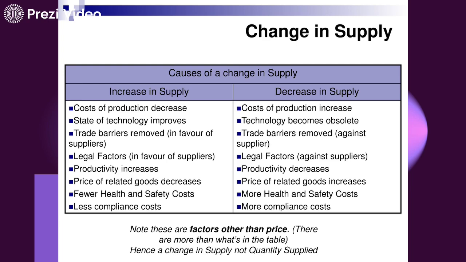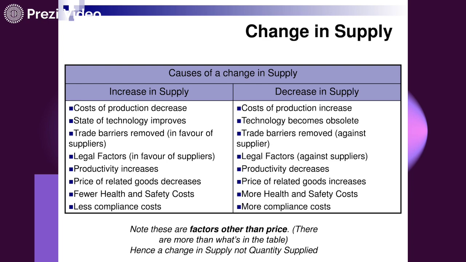Trade barriers removed. So maybe I can't send my berries overseas now. That's going to decrease my supply. Legal factors, again, against supplier. So whatever the scenario is, you need to think about, is it in favor of suppliers or against suppliers? Productivity decreases. Perhaps it takes me longer now to grow these berries because there's a lot more in the process. So that's going to decrease my supply, or maybe I hurt my hand and I can't work as quickly.